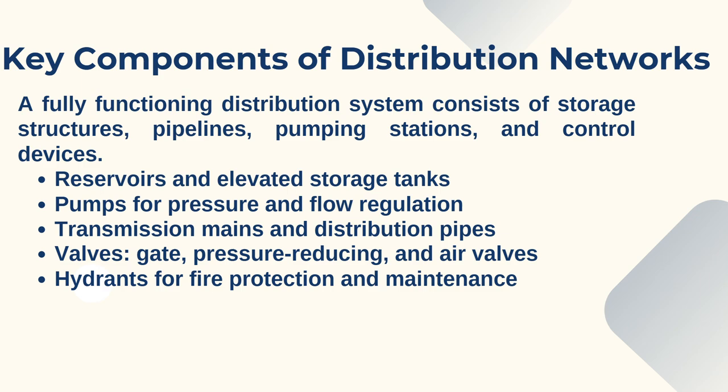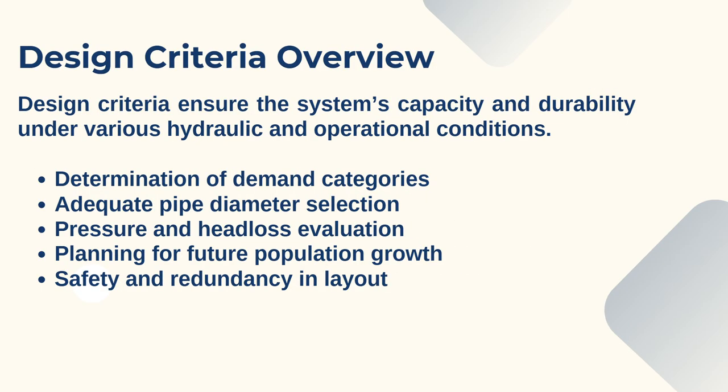Next is the key components of the distribution network. A fully functioning distribution system consists of storage structures, pipelines, pumping stations, and also control devices, including the reservoir and also elevated storage tank, pump for pressure and flow regulation, transmission main and also distribution pipe, valves like gate, pressure reducing, and also air valves, and the last one is hydrant for fire protection and maintenance.